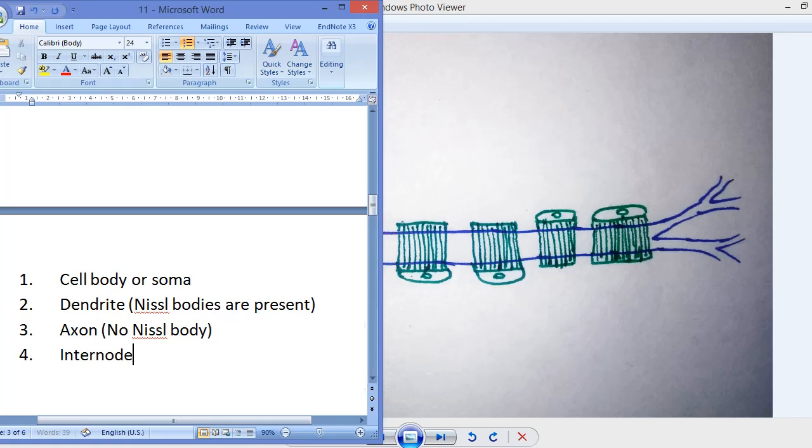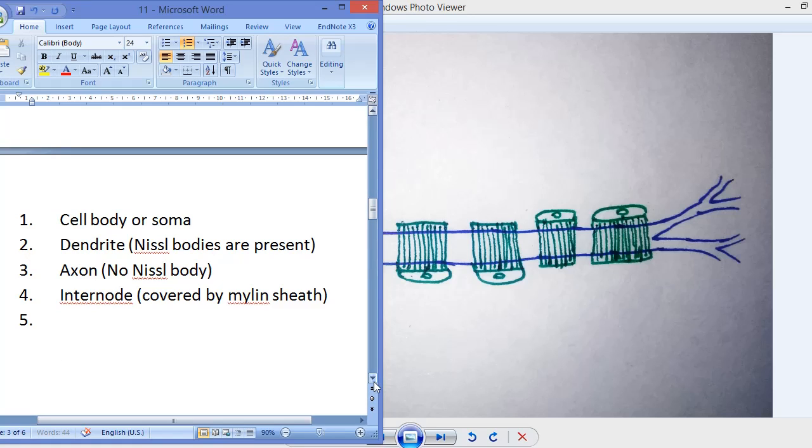Internode is also covered by myelin sheath, and myelin sheath is produced by the Schwann cell inside the peripheral nervous system, and by the oligodendrocyte in the central nervous system. I'm going to explain that in the next slide.